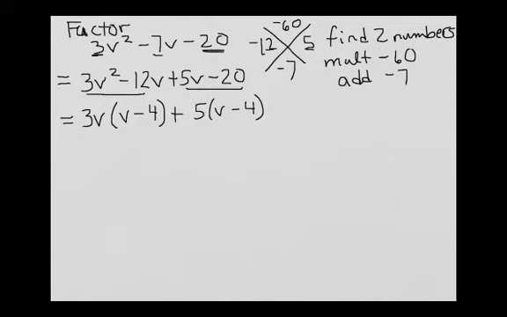And you can see the v minus 4's match. So we can pull out that v minus 4, and what we're left with is the 3v plus 5. Hope that helps.